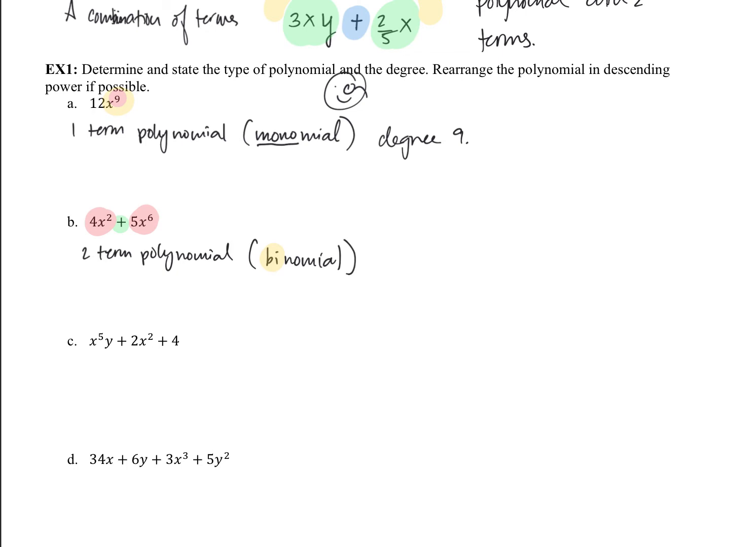Oh darn, we have two terms. So let's take a look at their variables. We have an x to the 2nd power and an x to the 6th power. What you do is you take the term that has the highest power, and that's your degree. So the one with the highest power is going to be the x to the 6th power. So this is going to be degree 6. And rewriting this in descending power would mean we'll take the one with the highest power first. So that'll be 5x to the 6th plus 4x squared is descending power.